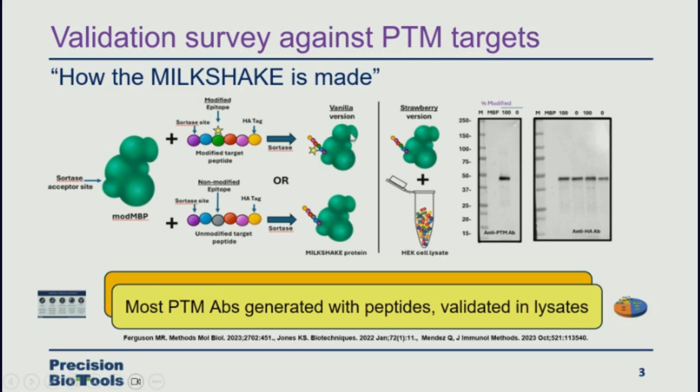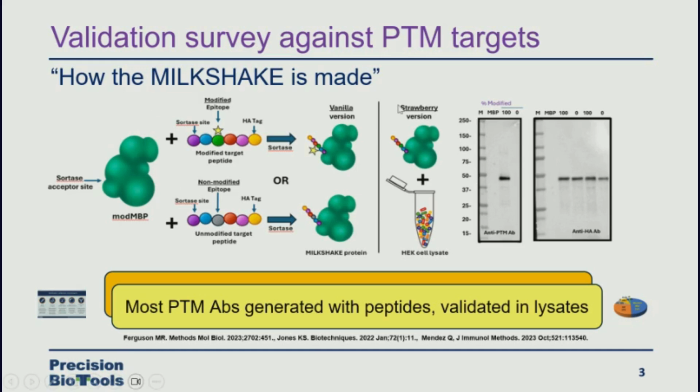One is called vanilla milkshake, which is just the plain protein. So we have the first protein, which is just the modified maltose binding protein. The second one is the modified peptide glued onto it, and the third one is the unmodified peptide glued onto it. In vanilla milkshake, we just add these 3 purified proteins to a gel, and then use a Western analysis. The reason that we do Westerns is that most PTM antibodies are used in Western analysis of cell lysates.